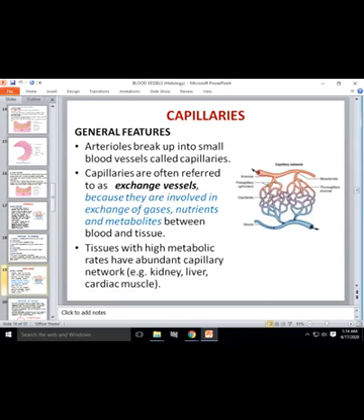Now we see the capillaries, the general features of the capillaries. Arterioles break up into small blood vessels called capillaries. These are the capillaries. These are referred to as exchange vessels because they are involved in exchange of gases, nutrients, and metabolites between blood and the tissue. The tissues with high metabolic rates have abundant capillary network, for example, kidney, liver, and cardiac muscle.